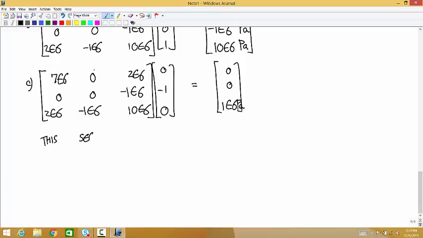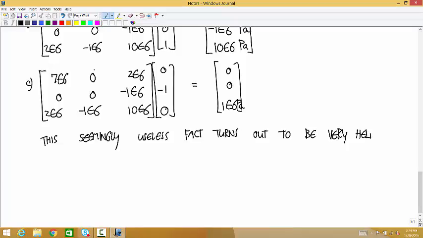This seemingly useless fact turns out to be very helpful. That's only the start. That's the first line of the proof.